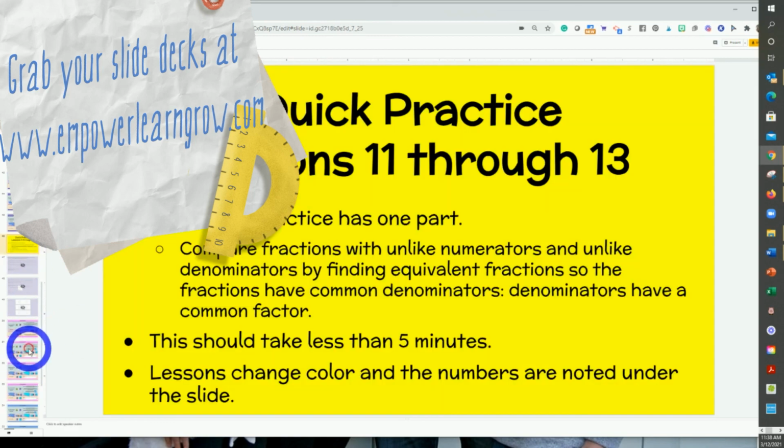So you'll do that now, my friends, from 11 through 13, and then you're finished. Enjoy, and remember, make it your own. This is about building automaticity with the skills that are really tough for kids. So have fun. Take care.